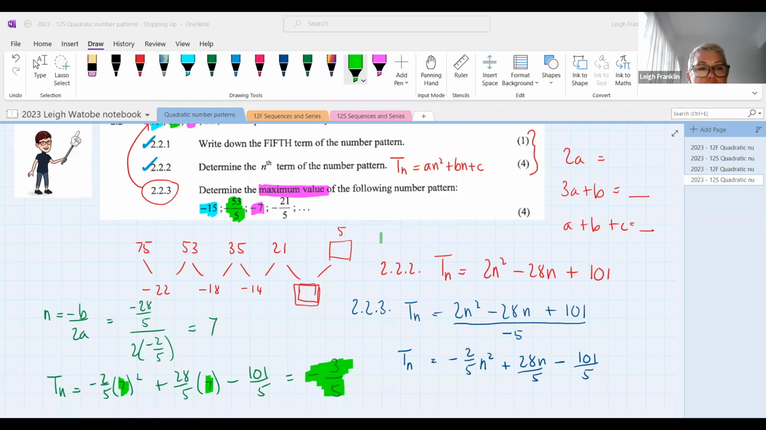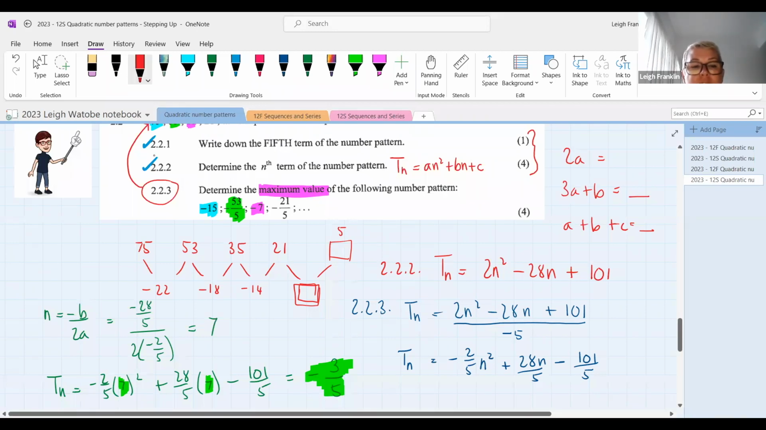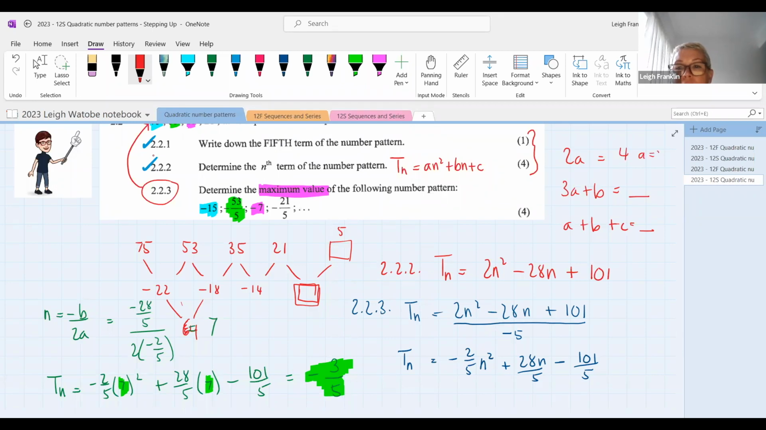So that's what I was doing over here in red. 53 minus 75 is negative 22. 35 minus 53 is negative 18. And then what you would have worked out is that your constant difference was equal to 4, sorry, 4. Beg your pardon, that would have been 4. So then what we would have done is we would have used these rules over here. So we would have said 2a is equal to 4. So therefore a is equal to 2.